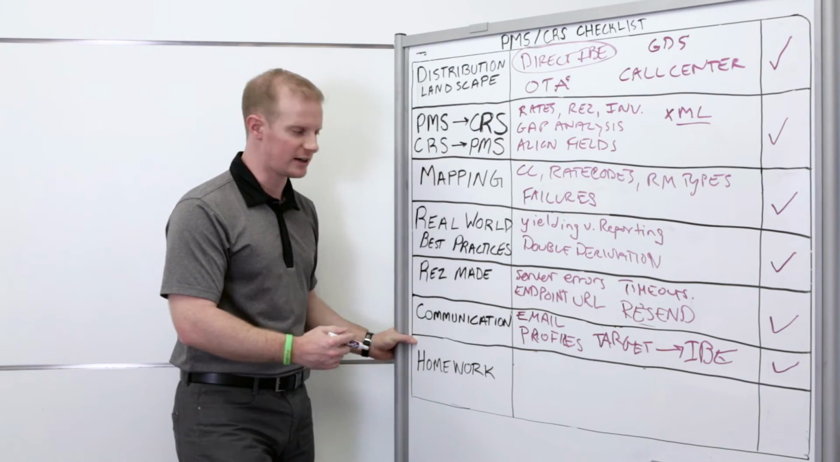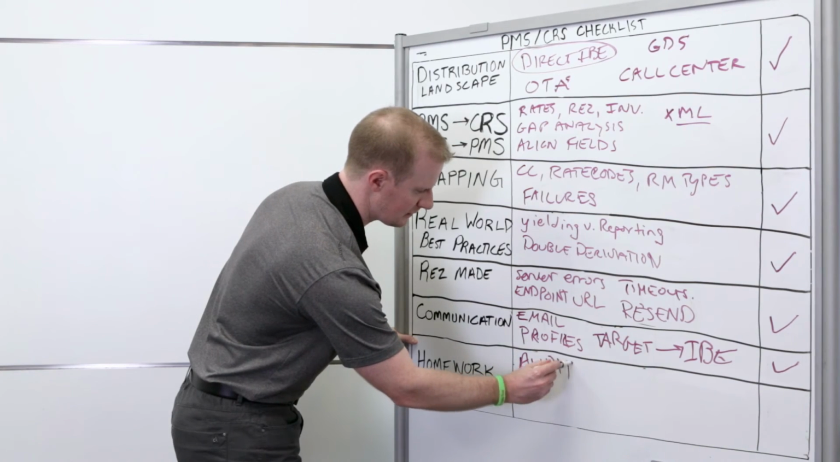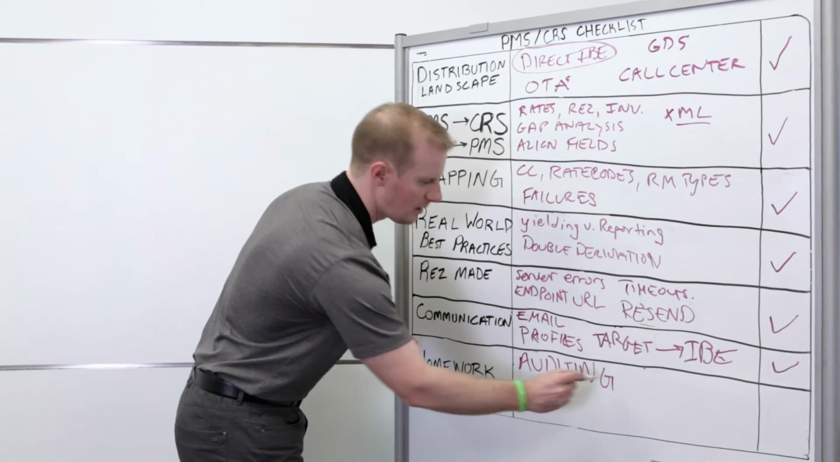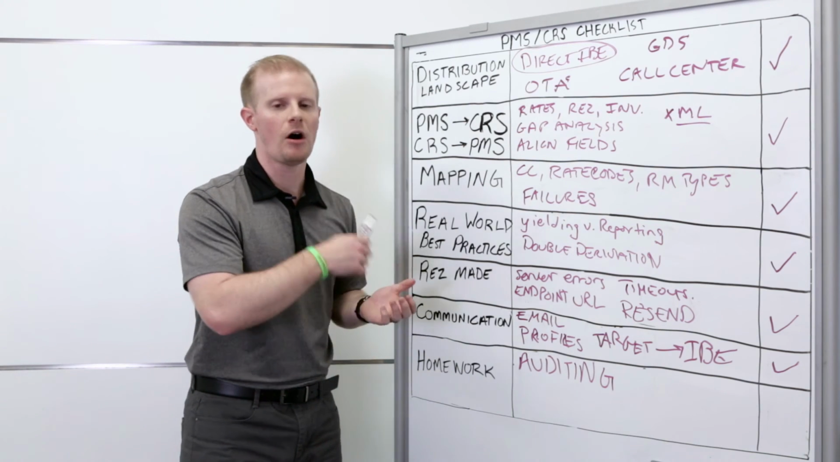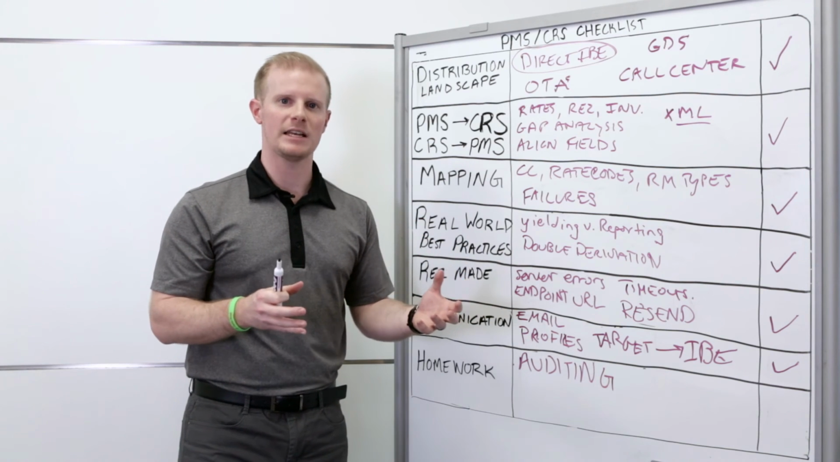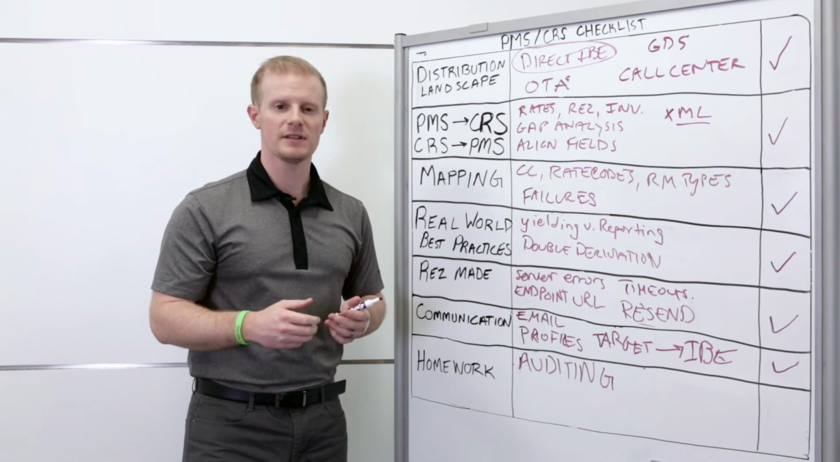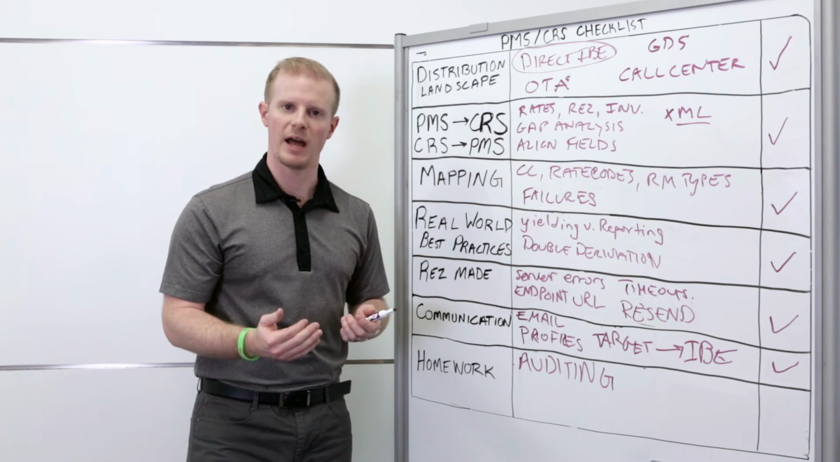So finally, homework. Hopefully you know all these things, but auditing reservations, auditing rate codes, auditing your mapping, all of those items are key. Maybe at a high level biannually, but certainly in a given day, have a look at a few reservations. Are they coming in as you would expect?